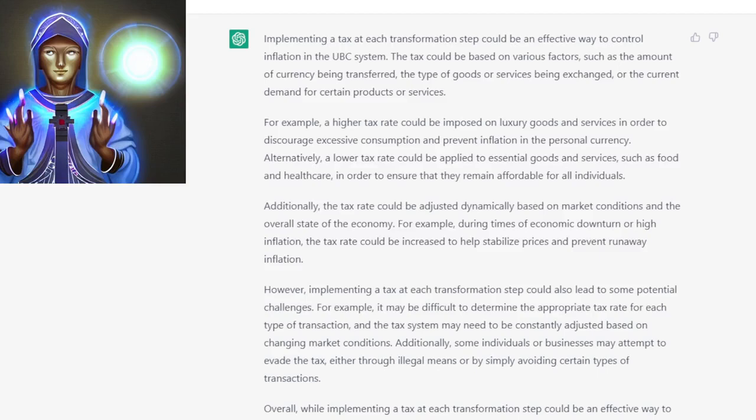Alternatively, a lower tax rate could be applied to essential goods and services, such as food and healthcare, in order to ensure that they remain affordable for all individuals. Additionally, the tax rate could be adjusted dynamically based on market conditions and the overall state of the economy. For example, during times of economic downturn or high inflation, the tax rate could be increased to help stabilize prices and prevent runaway inflation. However, implementing a tax at each transformation step could also lead to some potential challenges.